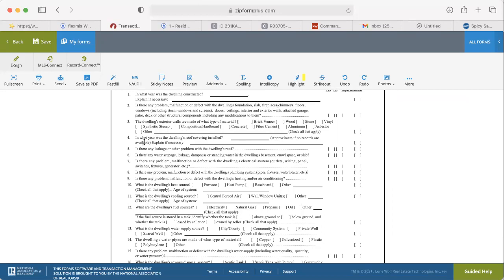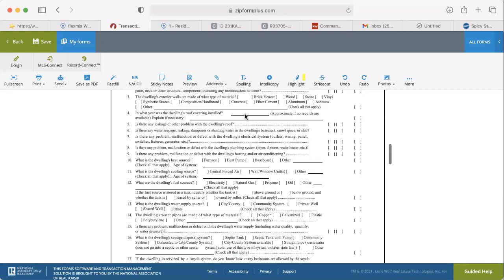And then this is where I see where people miss. What is the dwelling's roof covering? What year was the dwelling's roof covering installed? So how old is the roof? If you don't know, say unknown, whatever the case might be. So I see where a lot of people miss that. They just leave it blank.